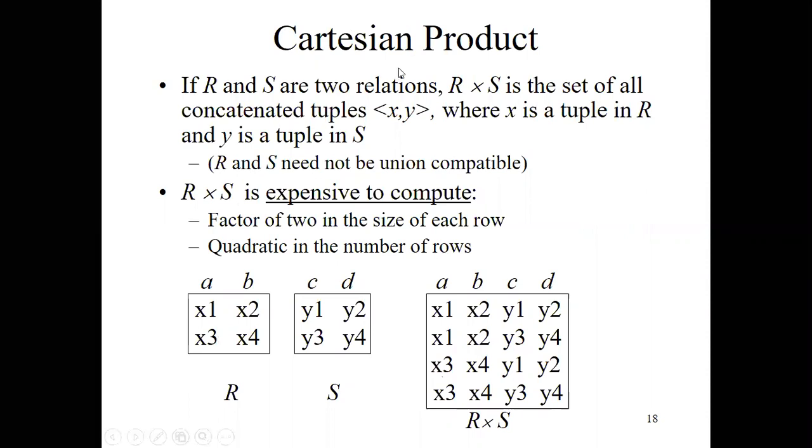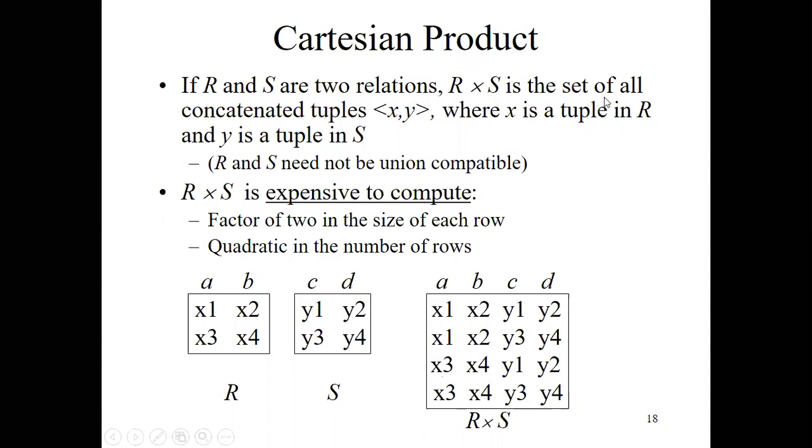So Cartesian product is nothing but a binary operation. Whenever we have to join two or more relations, we can go for the Cartesian product. Let us consider R and S are two relations. R cross S is the Cartesian product, or another name for it is cross product. Remember, Cartesian product or cross product.